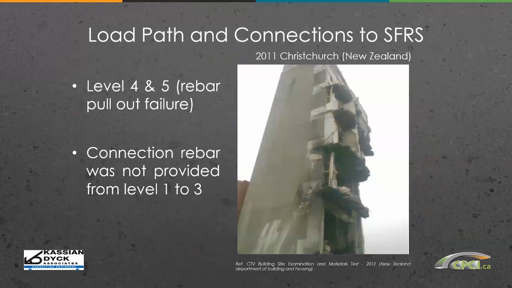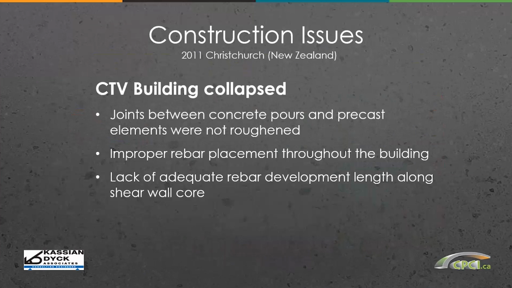From observing the CTV building after the earthquake, it was noticed that rebar pullout failure occurred at levels 4 and 5, and that rebar wasn't even provided at the lower levels, which is obviously a construction problem. Also, it was noticed that joints between concrete pours and precast elements were not roughened. There was improper rebar placement throughout the building and lack of adequate rebar development along the shear wall.